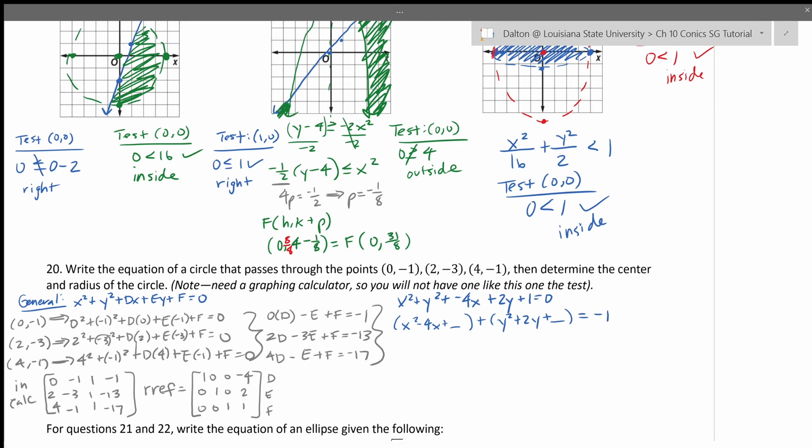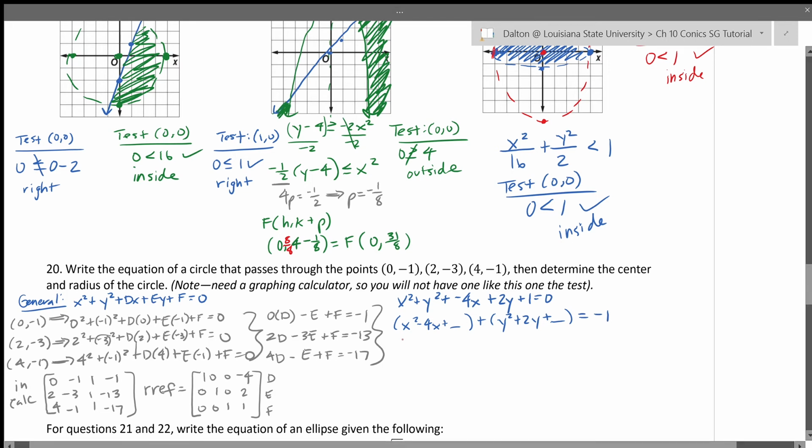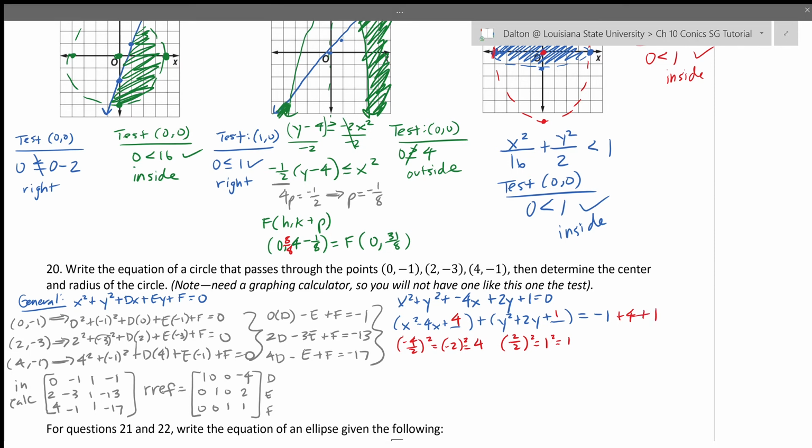And so we're going to complete the square twice. So for the x's, it'll be negative 4 over 2 squared, which is negative 2 squared, which is positive 4. So if I add 4 there, I'm going to add 4 to the right-hand side. For the y's, b over 2 will be 2 over 2 squared, which is 1 squared, which is 1. So if I add 1 to the left side, I'm going to add 1 to the right side.